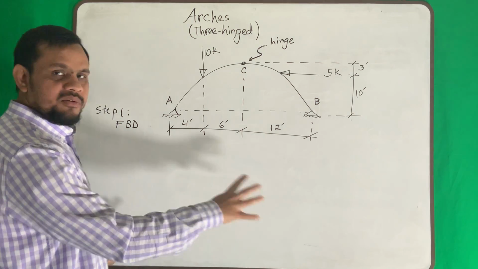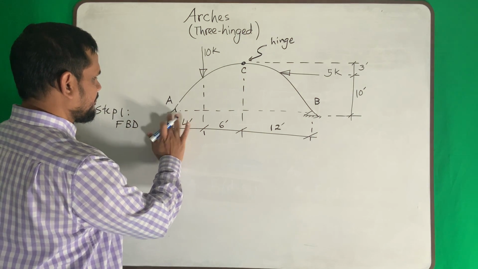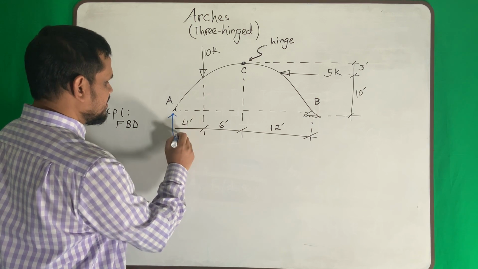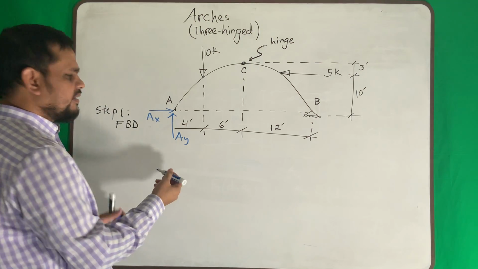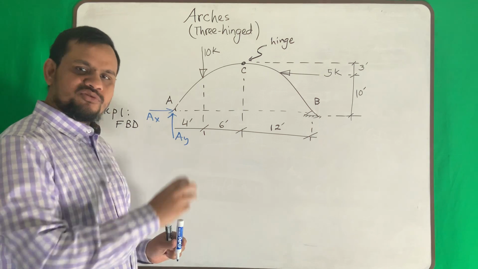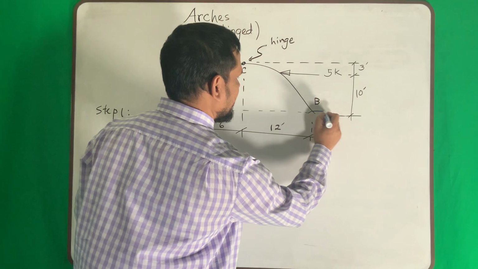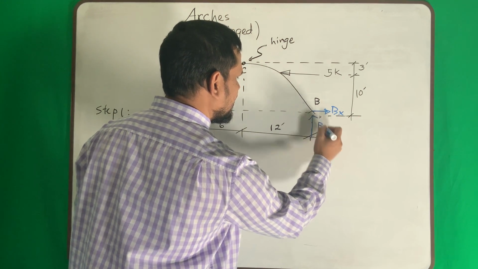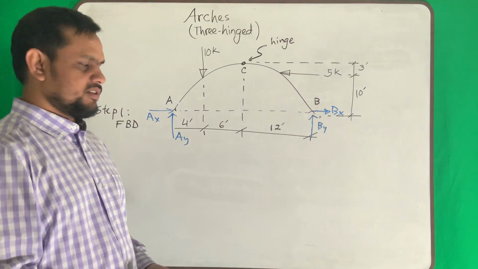What to do? I will not draw again here, it will take space. I will draw the unknowns here. So say this is my AY and this is say AX. Now I can assume this way or that way. The arrow direction doesn't matter. I am assuming this way. If I get negative, that means opposite. So here I will assume my BX here and BY here. And this is the free body diagram of the entire arch.